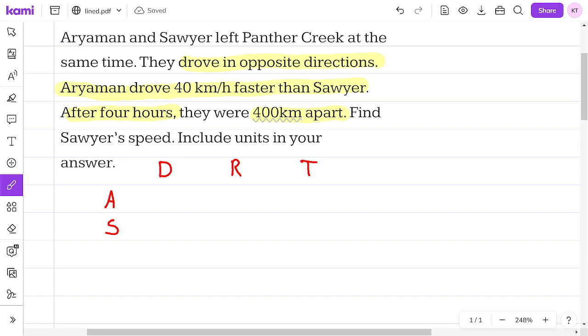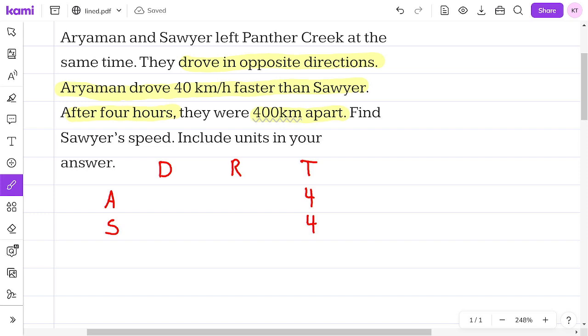So we know that both of them traveled for 4 hours because they left at the same time, and it says after 4 hours. So we have t is going to be 4 for each of them. Now, does this mean that our distance is going to be 400 for each of them as well? No, this also does not mean that the distance is 200 either, because of the fact that they're traveling at different speeds.